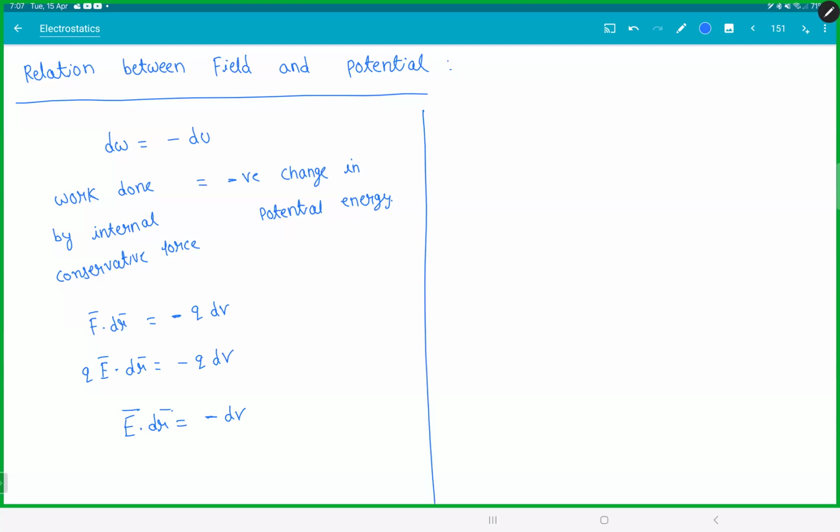So now, if I write this in the integral form, if I integrate on both sides, I'll get VA minus VB is equal to minus integral E bar dot dr. Quite a useful thing. This is an integral form. If I give you electric field and if I ask you potential difference, we have to use this formula.